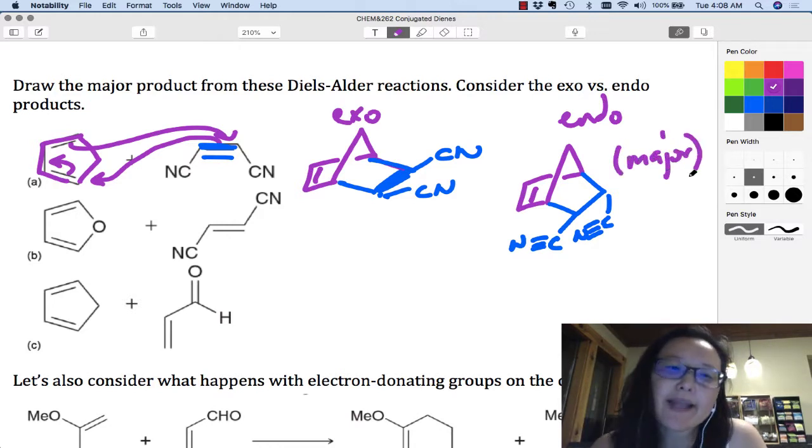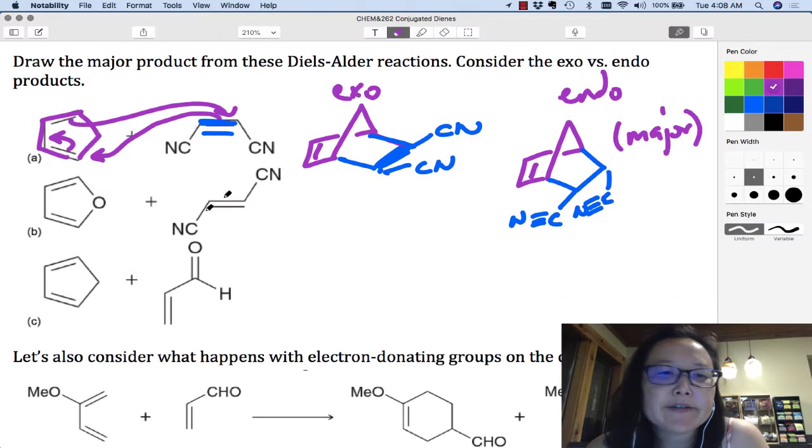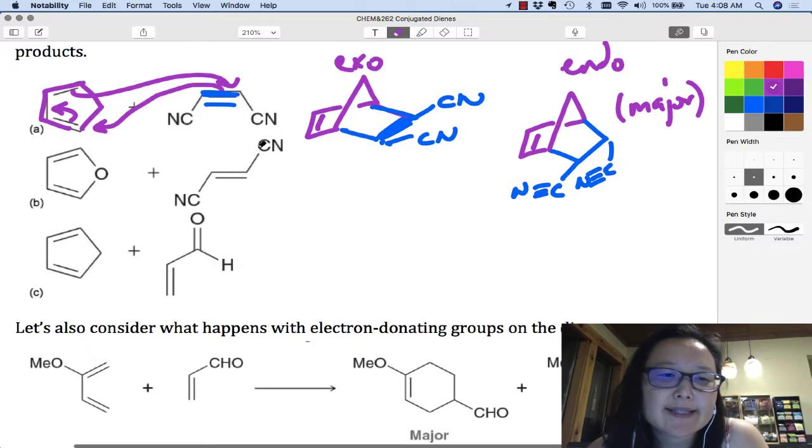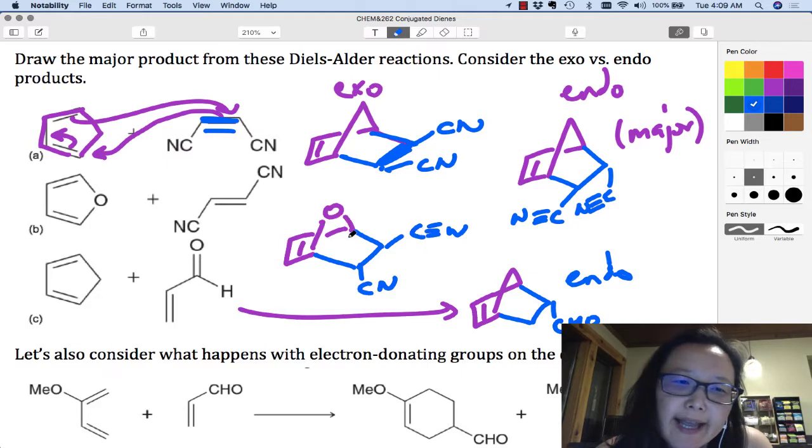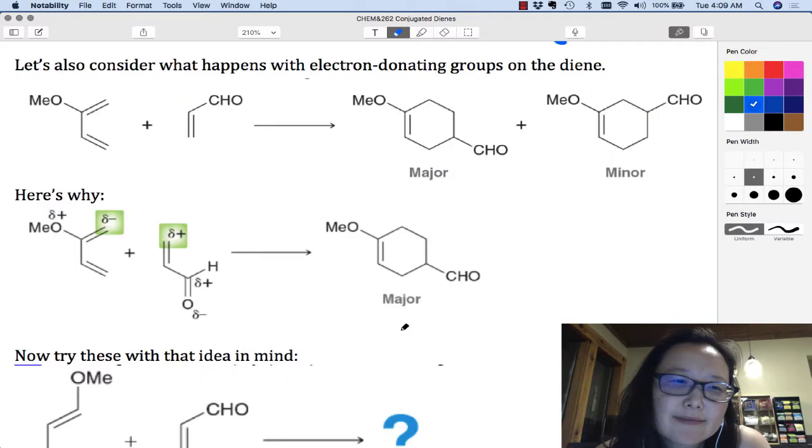All right, so go ahead and practice these as well. I think here you'll see you'll have one equatorial, one axial because it's trans, and then here you should have an endo product as well. All right, so here's what I got. You have the trans cyano groups here, and then don't forget the O there. And then here you have the endo for that aldehyde group, CHO.